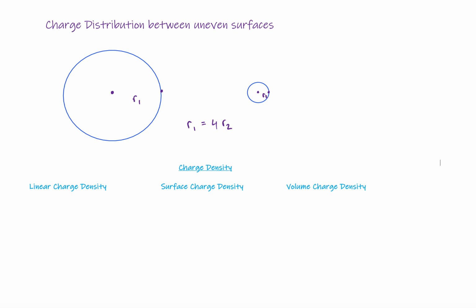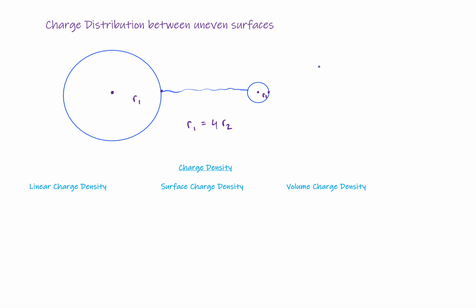Welcome to this video where we'll be looking at the answer to the idea of the charge distribution between the uneven surfaces. So at the end of the last video, I left you with this challenge, and the challenge was to figure out what would happen with the total charge of the system, evenly distributed between the two spheres, if they were connected with a conducting wire, if radius 1 was 4 times radius 2. Well, the answer is that they would not be the same at the end.